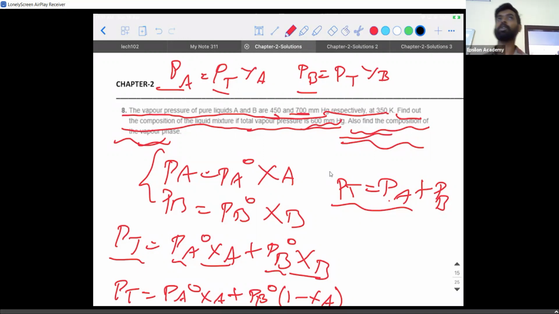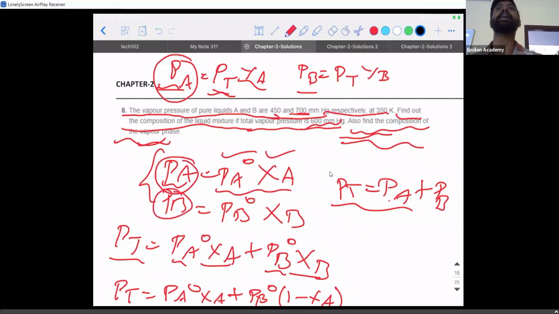Now, before you even move on to this, you have to first find out what is PA. We know total pressure. We don't know YA and YB. We don't know PA also. How will you find out? For that you have to use Raoult's law again. You look at this: PA is equal to PA naught and XA. We know what PA naught is. We calculated XA. We can easily find PA and PB and substitute them here.